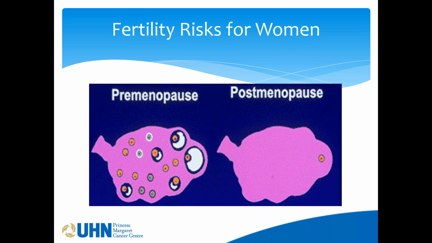This diagram really shows what an ovary would look like before a woman hits menopause and then what an ovary would look like after menopause. Depending on the treatment that you receive, some of the treatments can cause you to have an ovary with very few eggs left following your treatment.